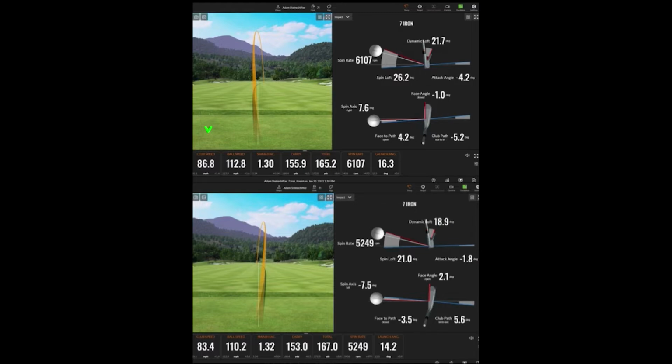So basically, we're not going to really look at these numbers up here in terms of how the club's moving vertically and all those numbers, but we're going to look at these horizontal numbers. The first one, we'll start off with the fade, or the left to right ball flight for a right-handed golfer. There's a gray line here, which represents our target line. The blue line is always going to represent club path, and the red line is going to represent our face angle.